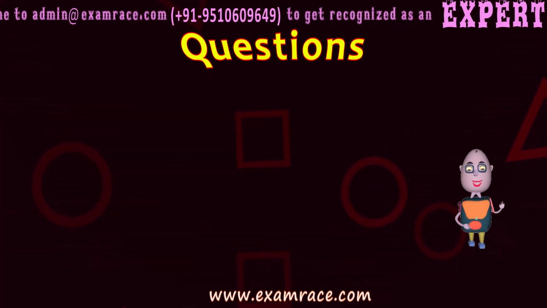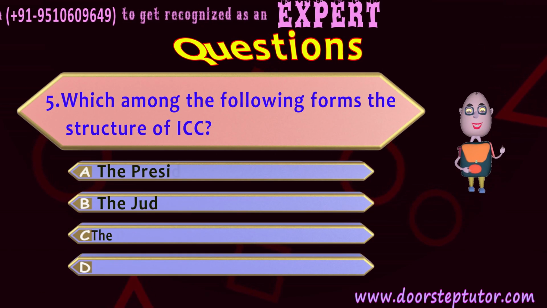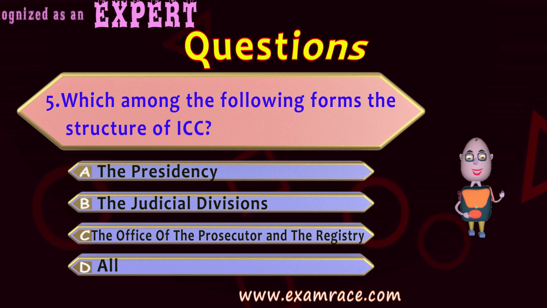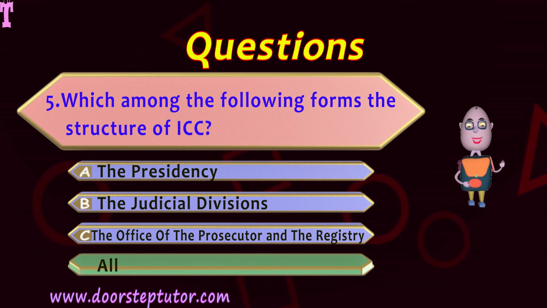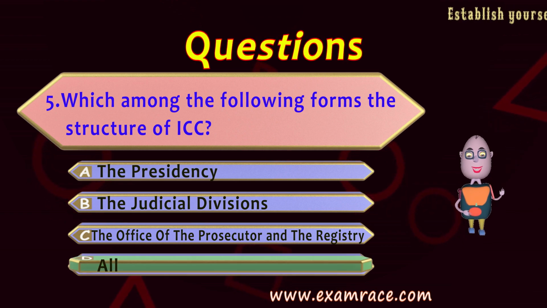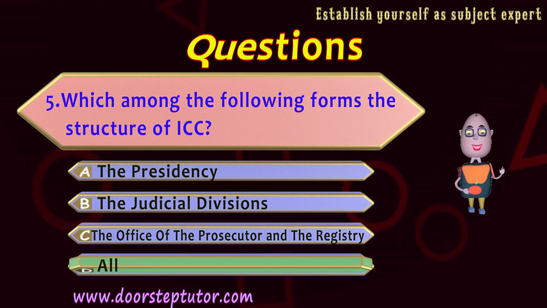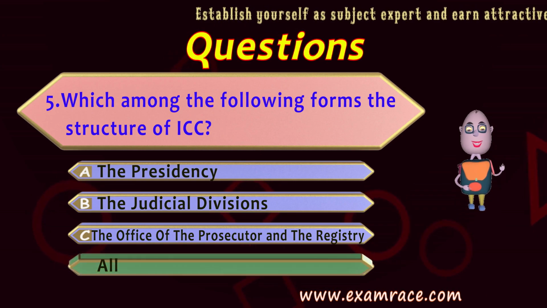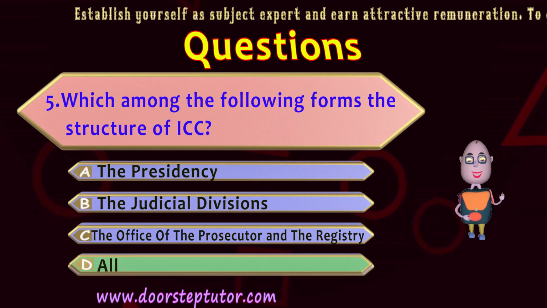The next and the last question for today's discussion is: which among the following forms the structure of the International Criminal Court. All of these are structures of the International Criminal Court. It has four principal organs that include the presidency, judicial divisions, the office of the prosecutor and the registry. The president is the most senior judge, chosen by his or her peers in the judicial division, which hears cases before the court.